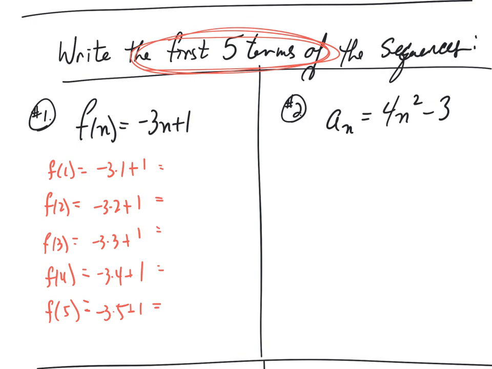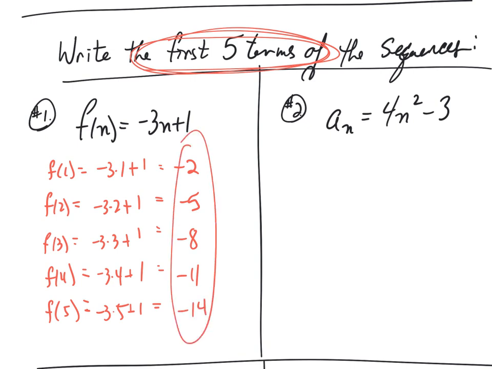So negative 3 times 1 plus 1 is negative 2. Negative 3 times 2 plus 1 is negative 5. And I'll just pop a few of these out. Negative 8, negative 11, and negative 14. So again, these results are called the terms of the sequence. Okay? The sequence is actually the equation itself, but what comes out are called the terms.